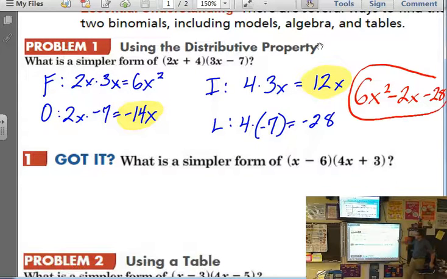This is my simplified. And now, what would we call this? How many terms? That's a trinomial. What's the power? Quadratic, right? Because it's squared, we know it's going to be parabolic. This would be, if you care, a quadratic trinomial. Fancy word.